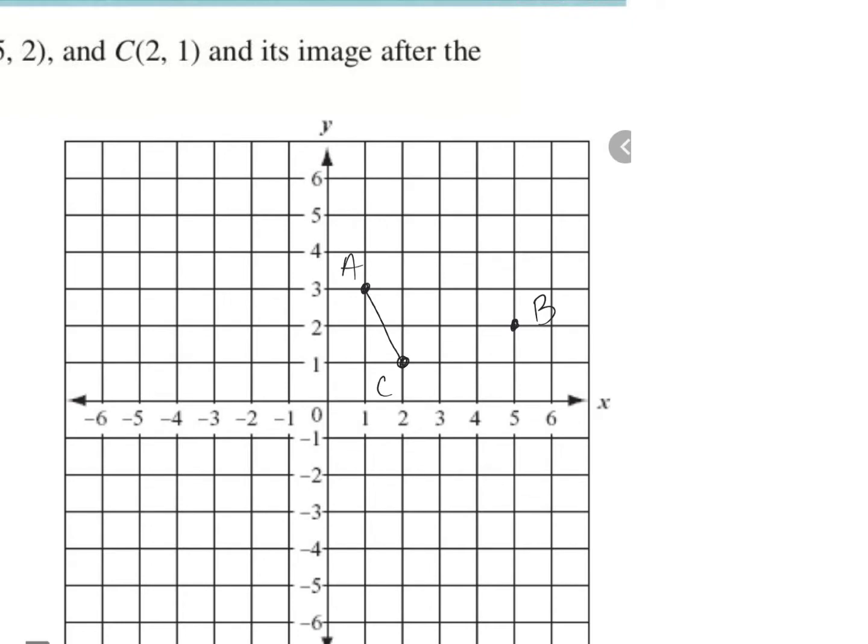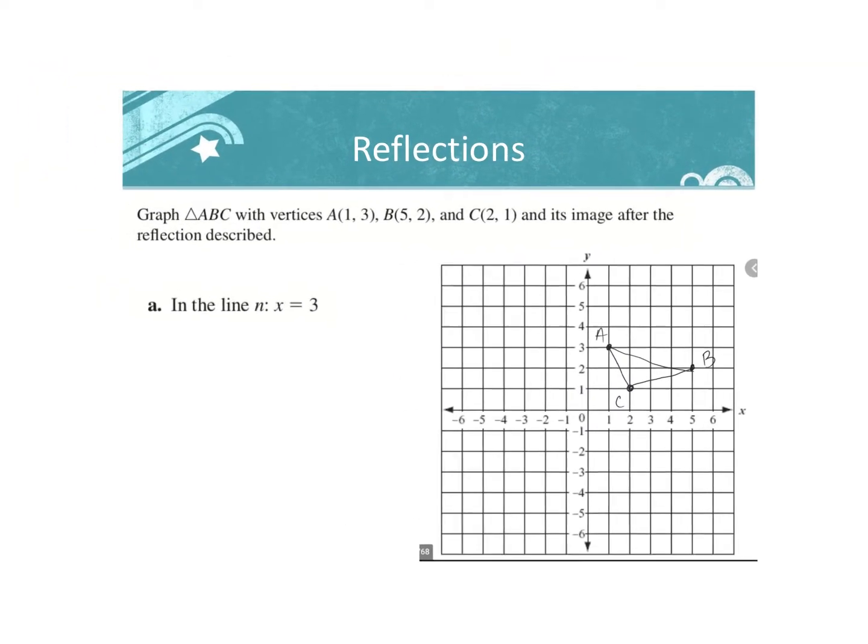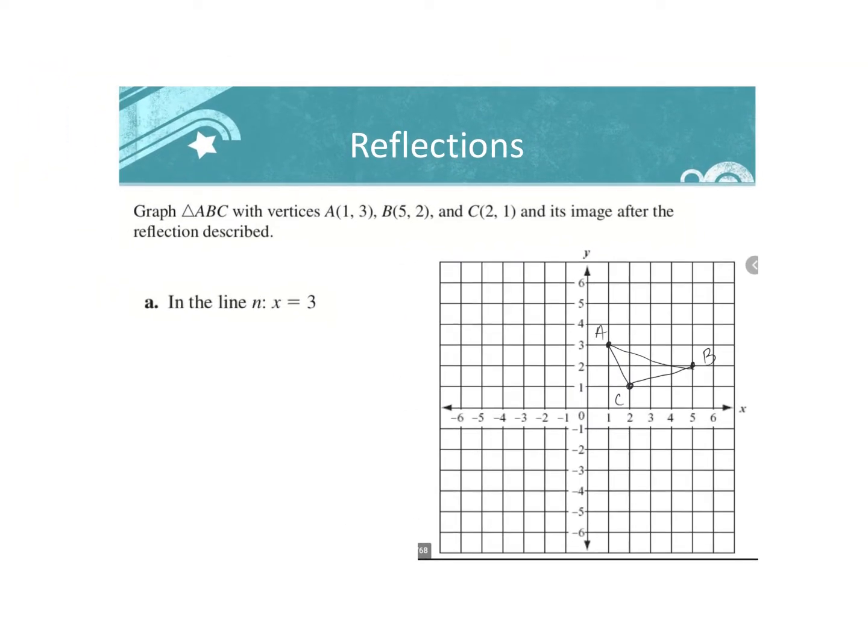What kind of shape is this? Triangle. How'd you know it was a triangle? Because it looks like one and it has 3 sides, 3 points. Excellent. Okay. Now, it says we have to reflect it over the line N.